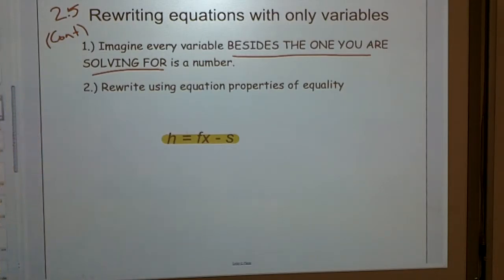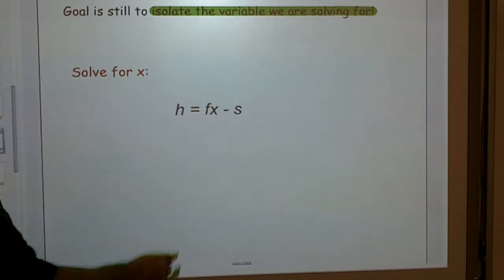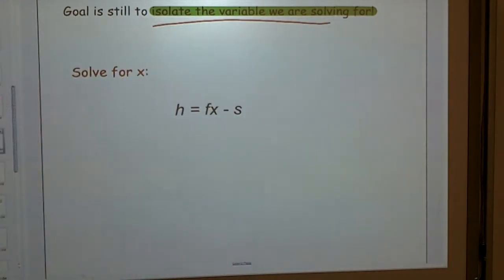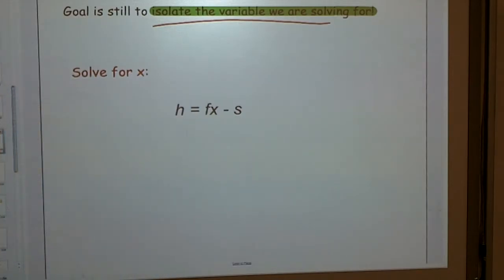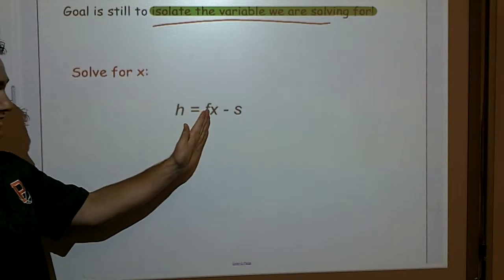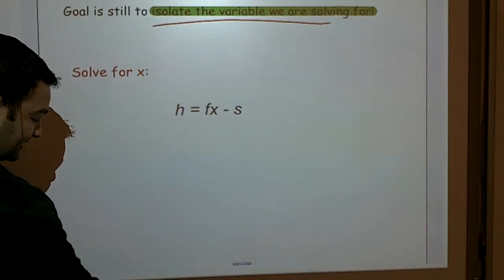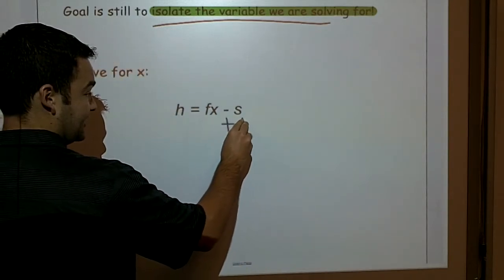Okay. So our first example, we're just going to use this one, h equals f times x minus s. All right, our goal is still to isolate that variable that we're solving for, so we're trying to isolate x. Now if we imagine that h, f, and s were all numbers, and we worked in reverse order of operations to solve this kind of like a two-step equation, instead of subtracting s, we would work backwards and we would add s to both sides.